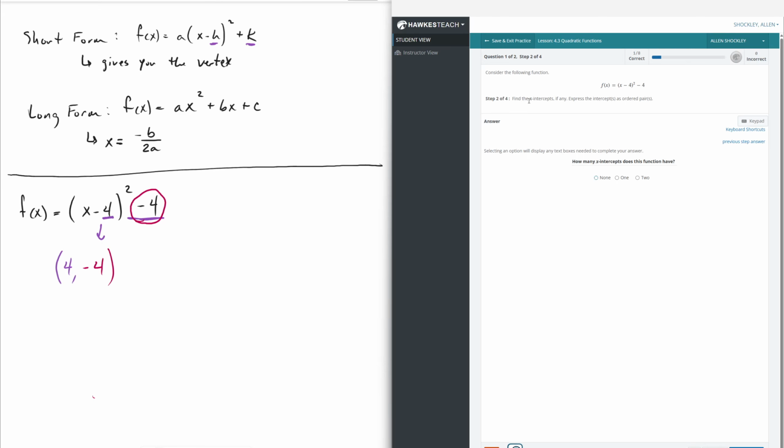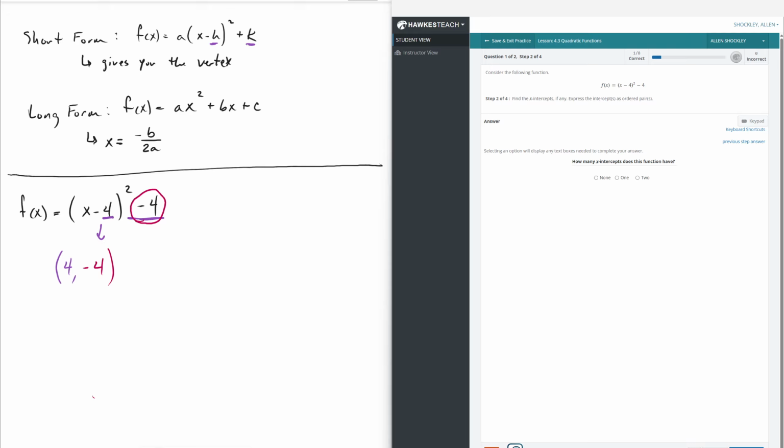If we look at this, it's going to ask, find the x-intercepts, if any, and express the x-intercepts as ordered pairs. How many x-intercepts does this function have? This one's a little bit further on than what we want, but we could still do this. In order for us to do this, we are going to take this equation, and instead of f of x, or remember this is y, we're going to just change this y to a 0.